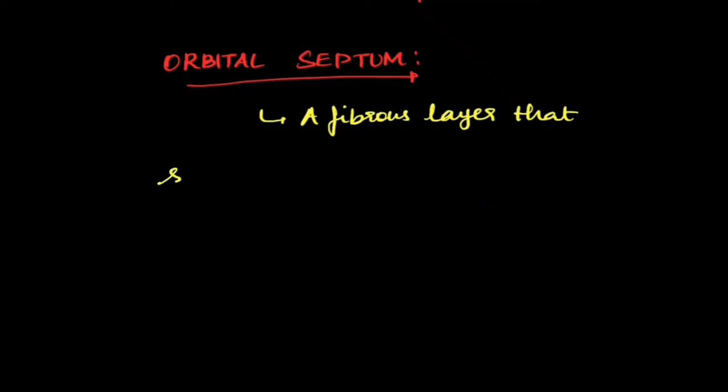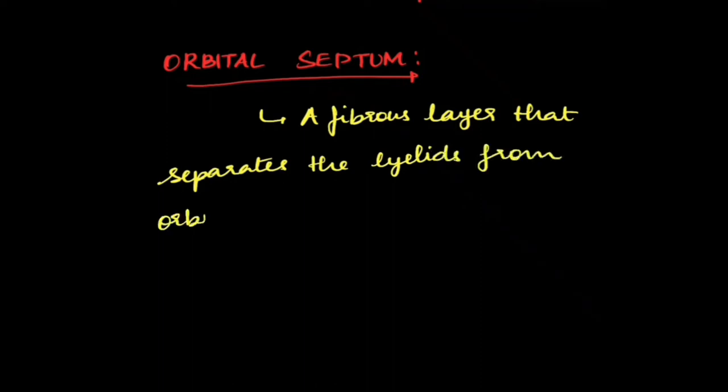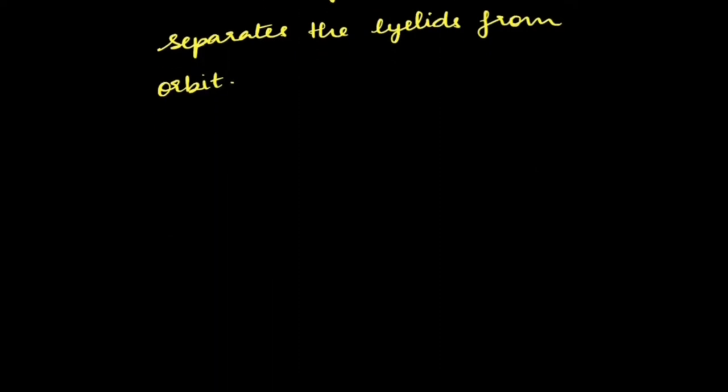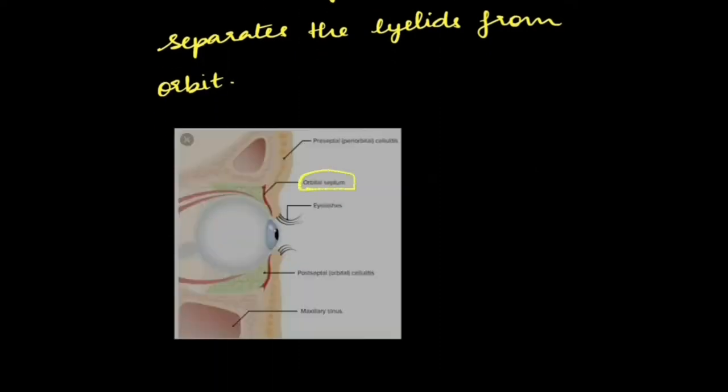And here we are seeing an important topic, the orbital septum. The orbital septum is a fibrous layer which is present between the eyelids and the orbit. It separates the eyelids from the orbit. Here in this image, we can see the orbital septum, which I am highlighting in yellow. It separates the eyelids from the rest of the orbit. This orbital septum is used to classify the cellulitis.